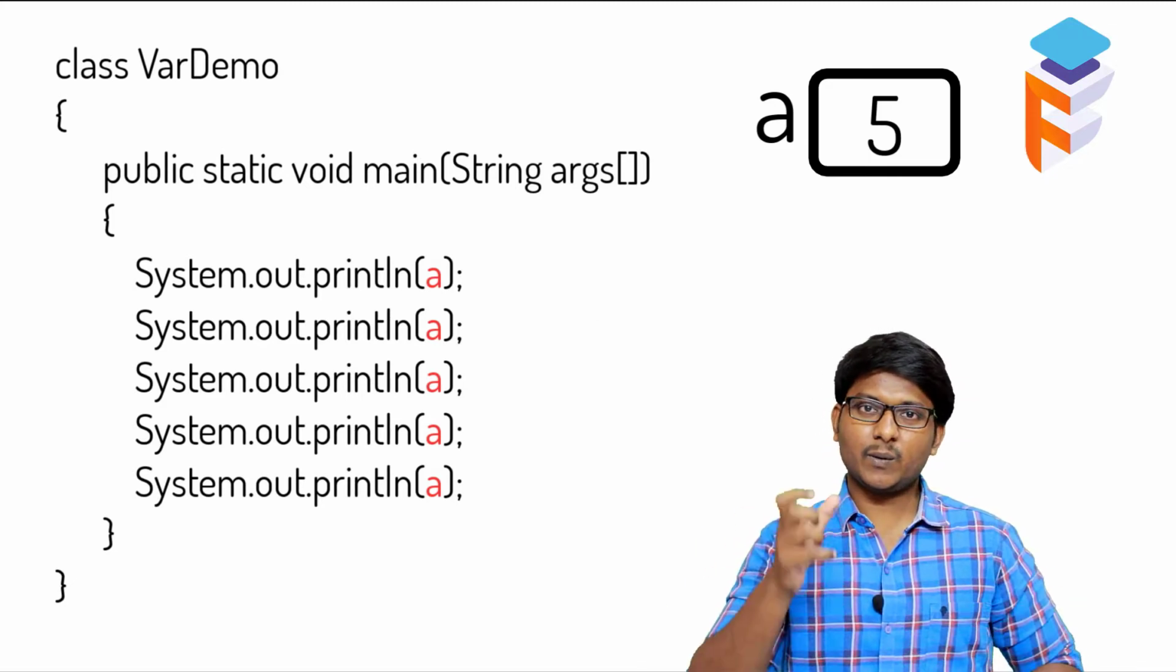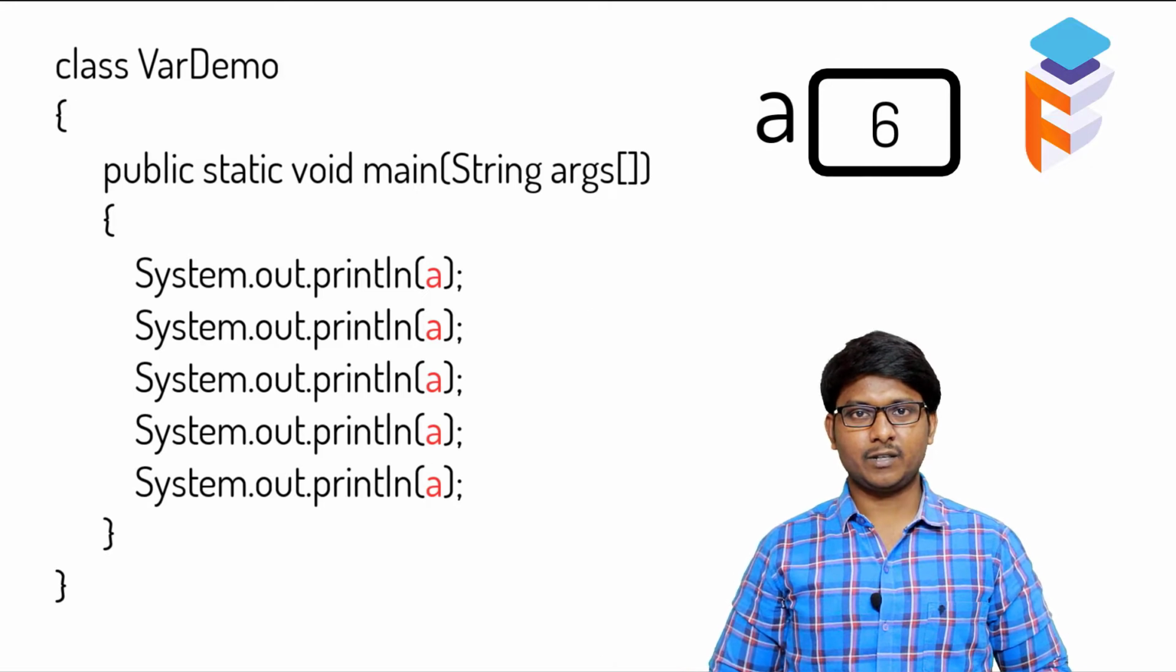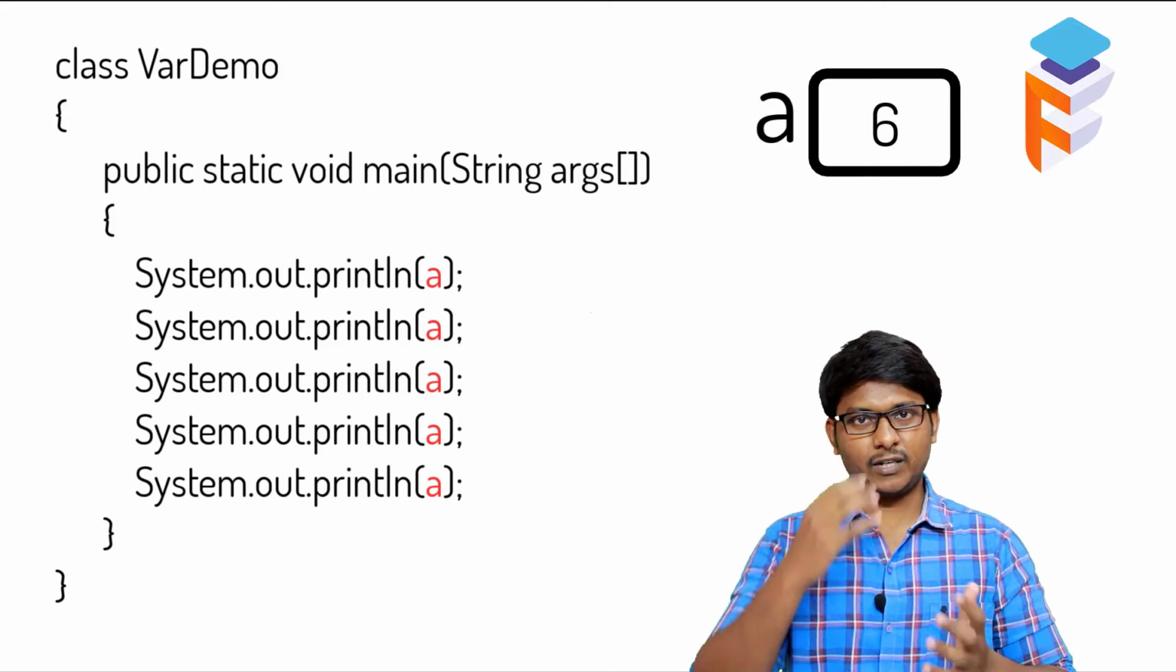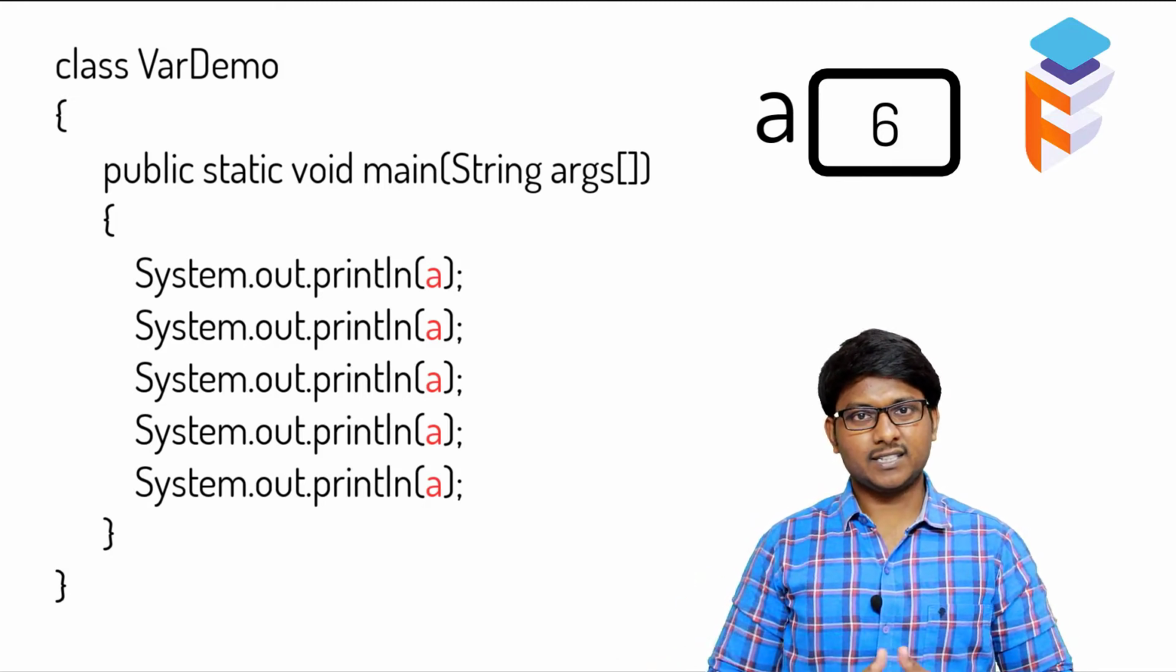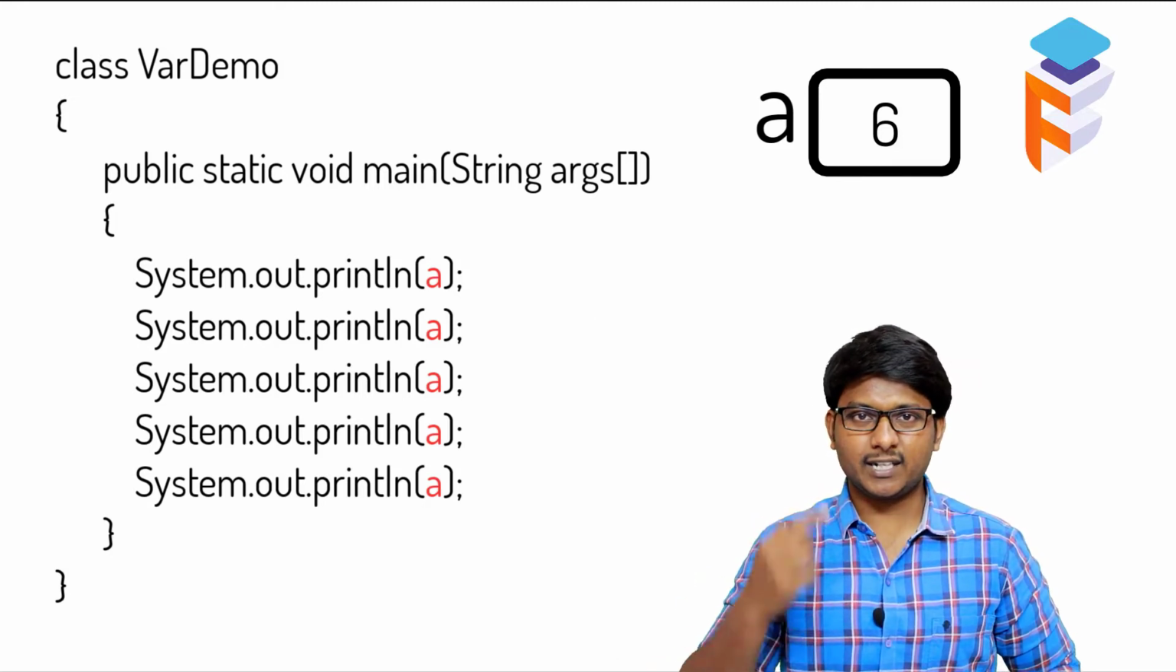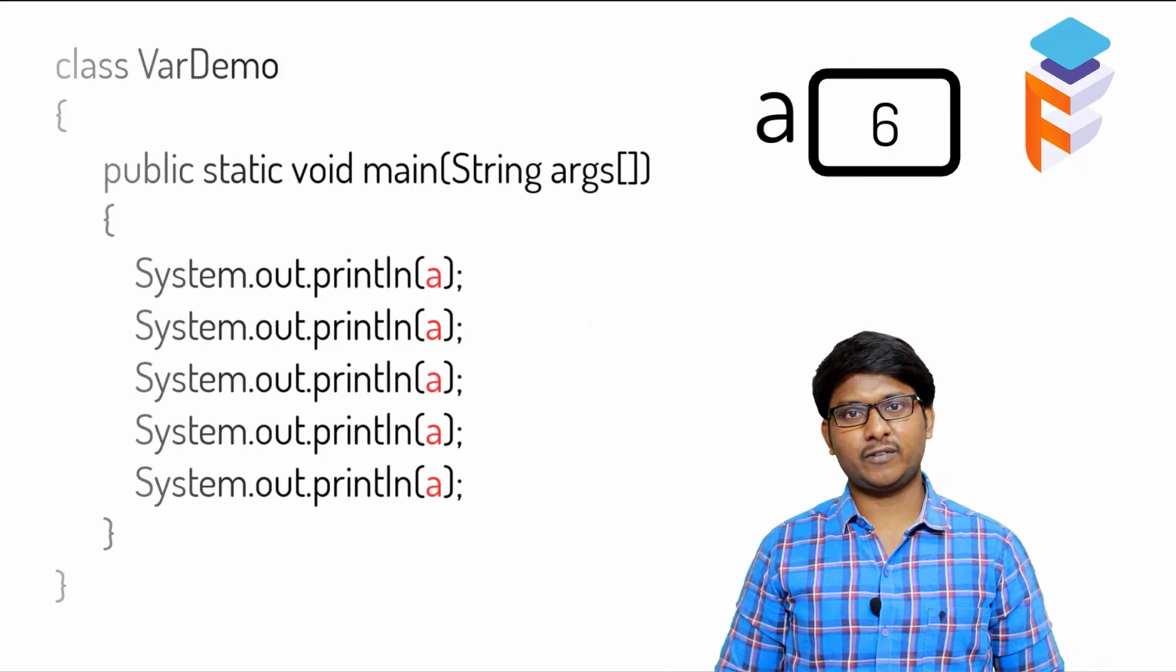So tomorrow if you want to change the value from number 5 to number 6, you can only change the value of the variable. You only change it in one place, so it will be reflected in all the 5 lines. Now even if your program has 1000 lines, that doesn't matter to you. You need to change only one place. That's the power of variables.